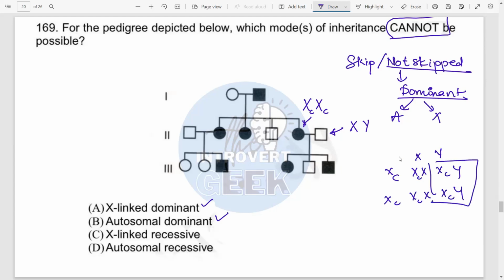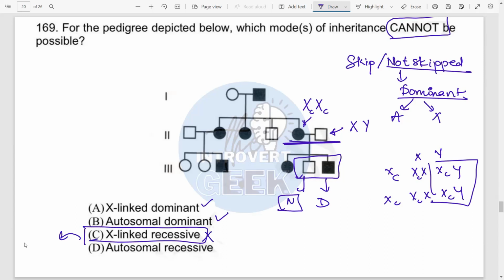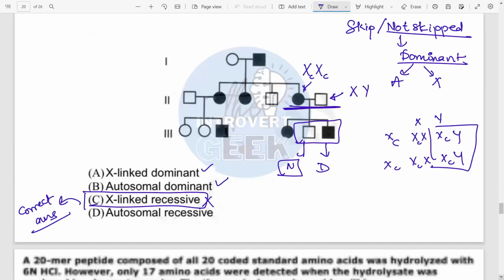If you look at it carefully, this couple will always and always have a son who is diseased. There is no way possible that with this combination you will have a non-diseased son, and there is no other possibility for the parents, right? But as you can see, out of two sons, one son is normal. This one is diseased, but this is normal. In this scenario, normal is not possible. So the pedigree cannot be X-linked recessive. This is my correct answer. Simple as that. Doesn't take time at all.